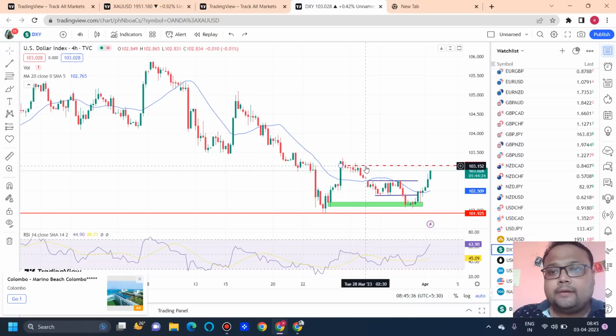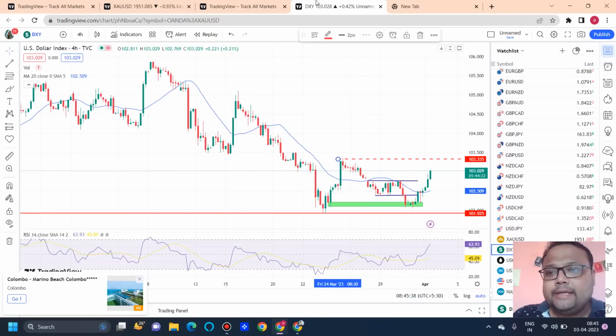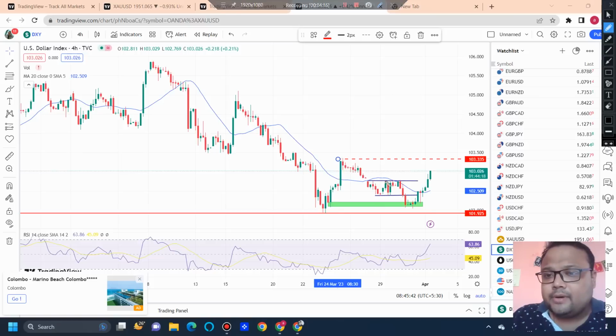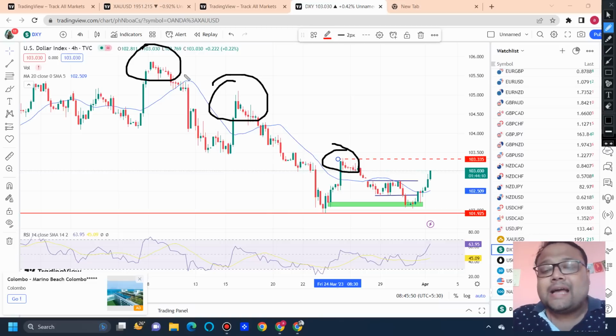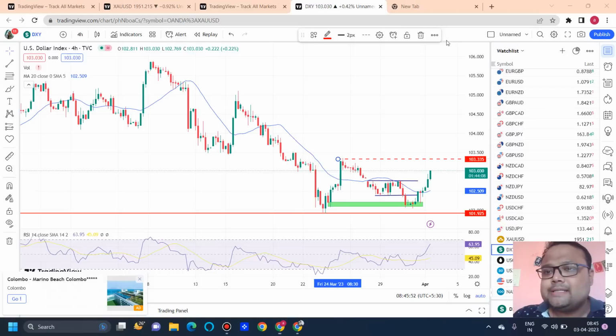Okay, and the next resistance on DXY is around 103.33. But is this a proper resistance where we can expect a trend reversal? No. These are not proper resistances, these are just previous highs of the market. So as a result, you need to be extra careful this time.